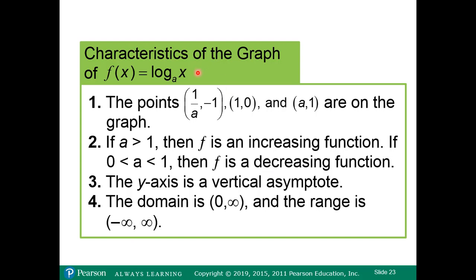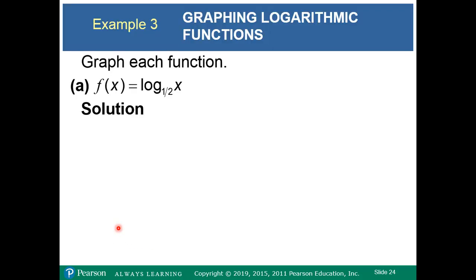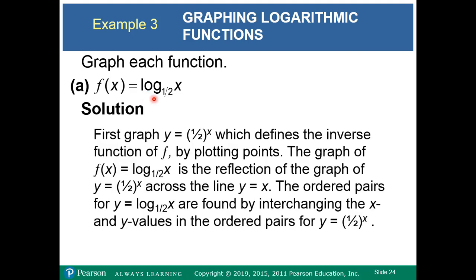Okay, so here are the characteristics of the graph. These are the characteristics to remember. The points 1 over a comma negative 1, 1 comma 0, and a comma 1 are on the graph. If a is greater than 1, then it's an increasing function. If a is between 0 and 1, f is a decreasing function. The y-axis is now the vertical asymptote, and the domain is all positive real numbers and all real numbers for the range. So now if we want to graph these, we're going to do the exact same thing we did before with the exponential functions.